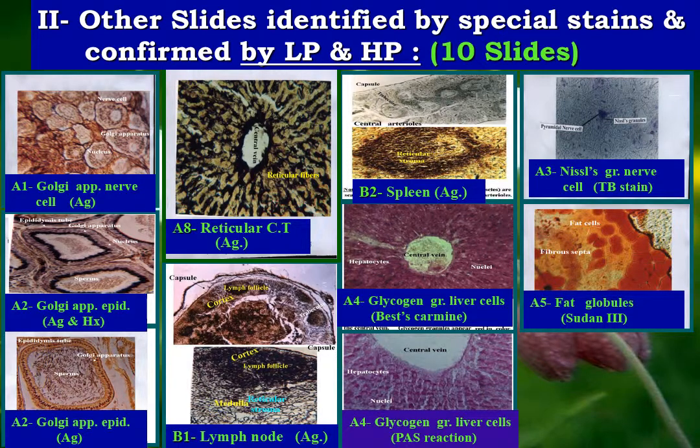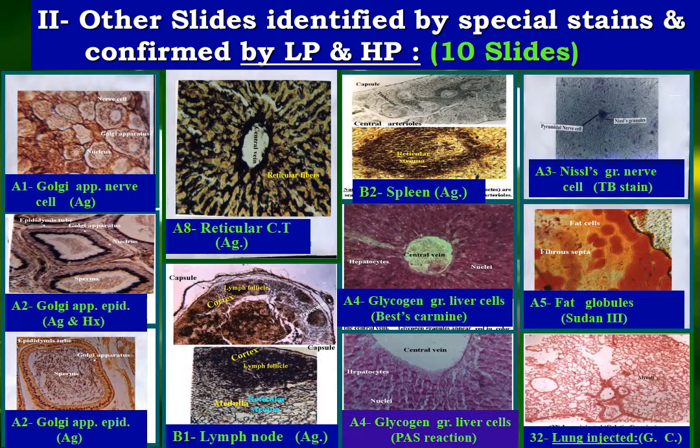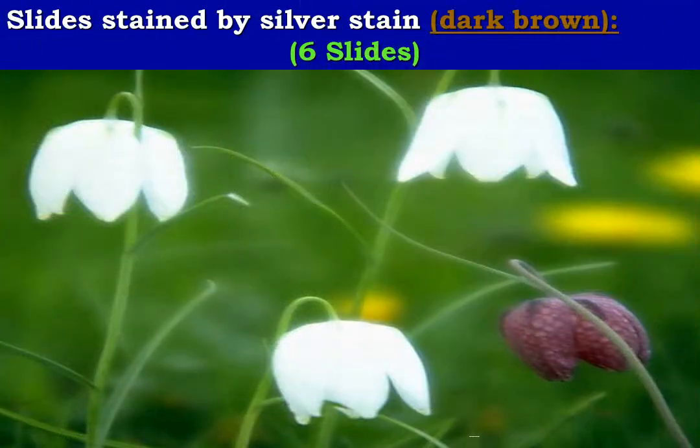Fat globules in adipose connective tissue stained with Sudan III, identified by low power. Adult lung injected with gelatin carmine, identified by low power. For easy diagnosis of the different slides, it is better to classify them according to the color of the stain. Those stained with silver are dark brown.